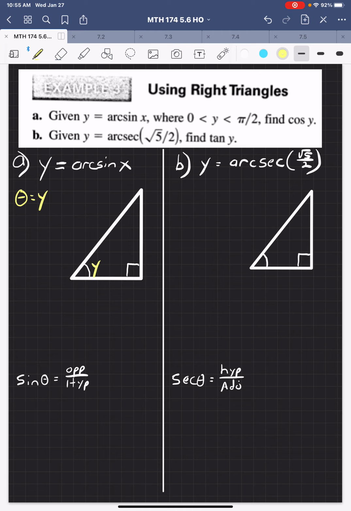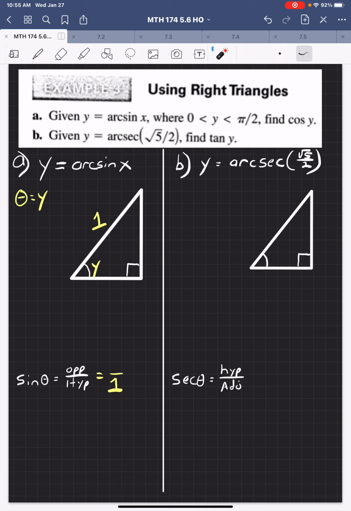All right. Now we know that sine of theta is defined as the opposite over the hypotenuse, right? So in this particular case, what we have is a hypotenuse of 1. We have a unit circle. And what is the opposite?